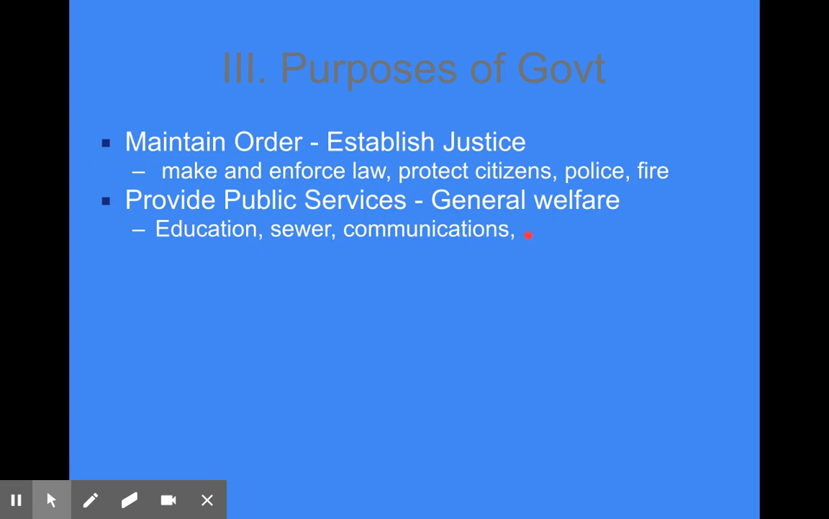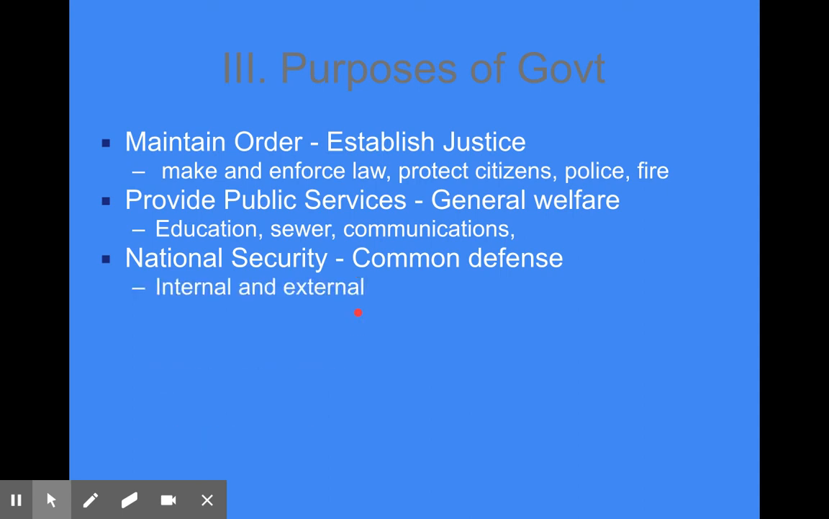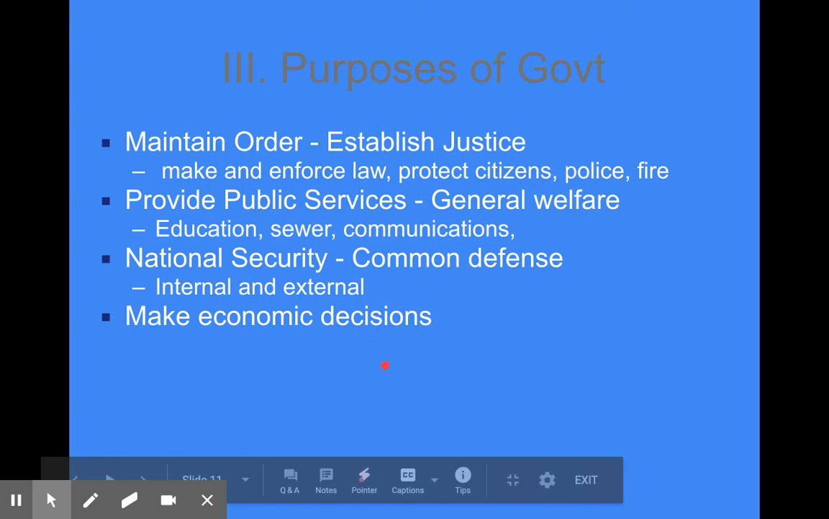Communications, transportation, those kind of public services. Spreading the vaccine, making sure people get vaccinated during this COVID time period. All sorts of public services. And then, of course, we want national security. We want common defense. We want to make sure we're safe from internal and external foes, right?